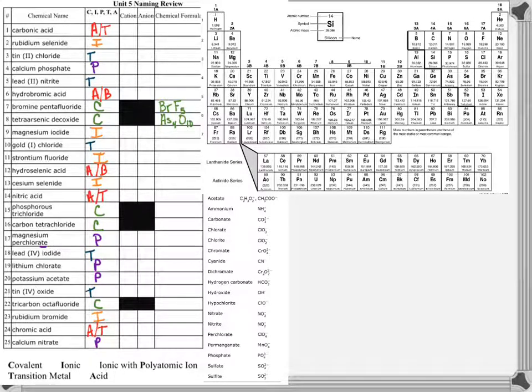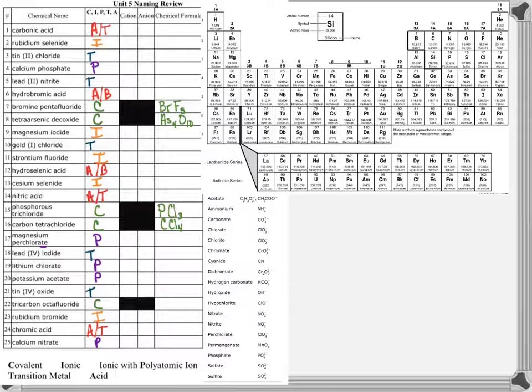Next, we have phosphorus trichloride. There's no prefix in front of phosphorus, so we know it's 1. But then there's chlorine, and it says trichloride, so it's 3. Next, we have carbon tetrachloride. So here we have carbon. Tetra means 4. Okay, so make sure that you remember your prefixes: mono, di, tri, and so forth. All right, so we finished with those.